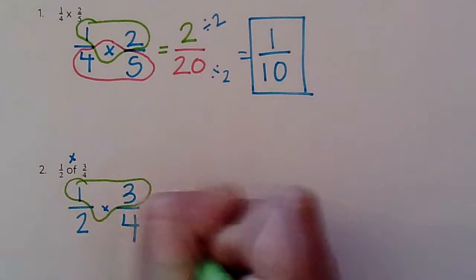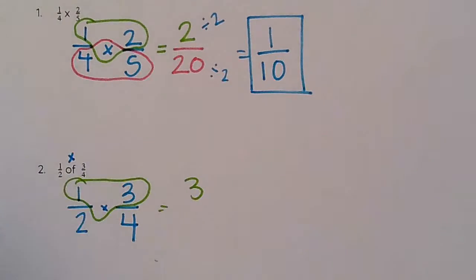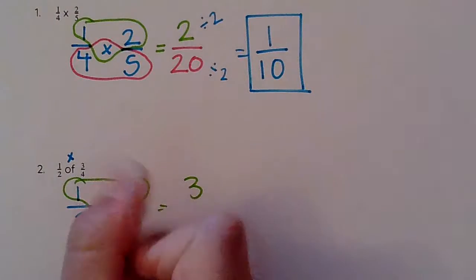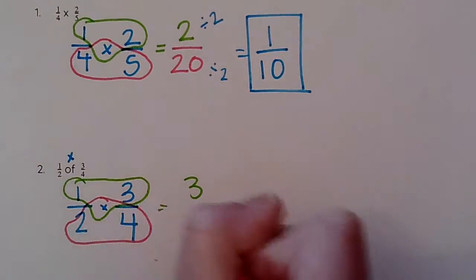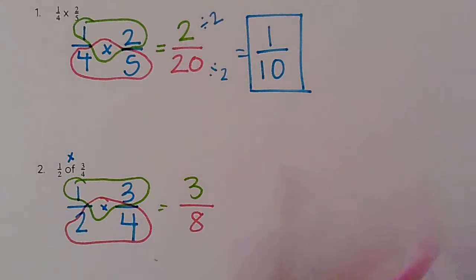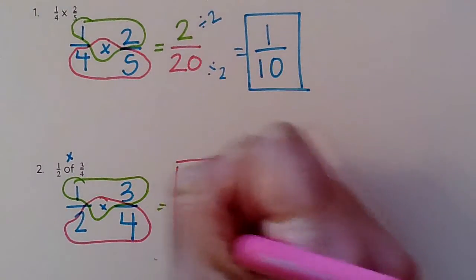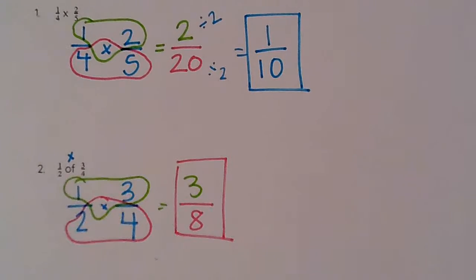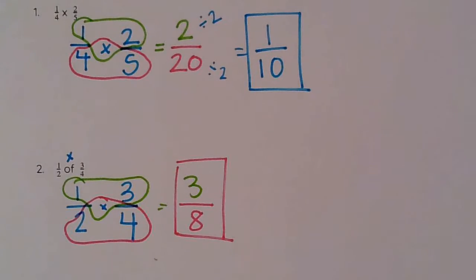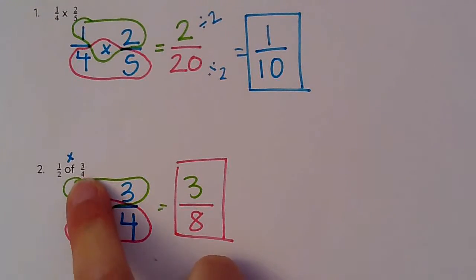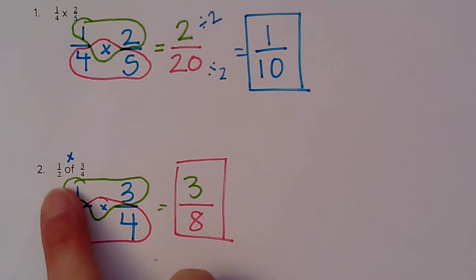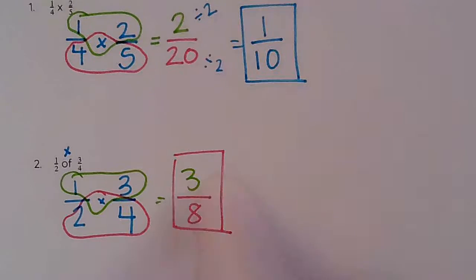1 times 3 gets me 3. 2 times 4 is 8. I cannot divide both of those by the same thing. So my answer here, my product, my answer to a multiplication problem is 3/8. So again, thinking about that pizza, if I have 3/4 of a pizza and I eat half of that, I will be eating 3/8 of the pizza.